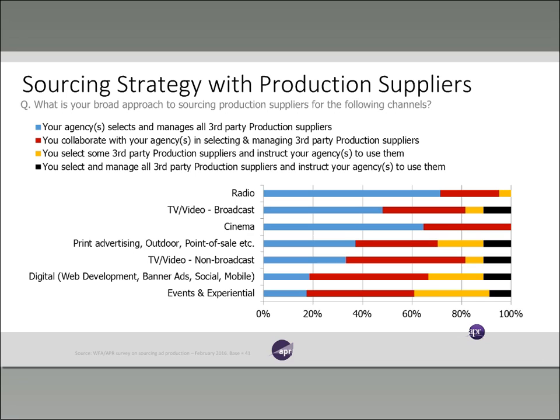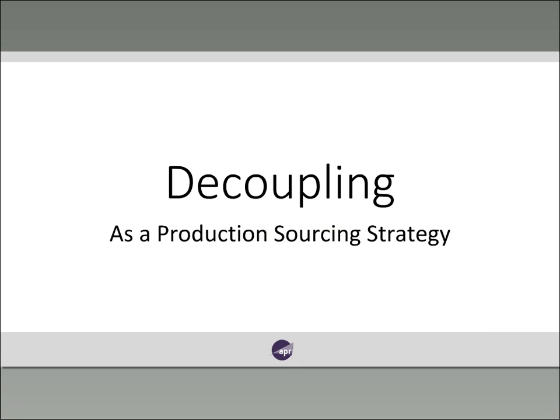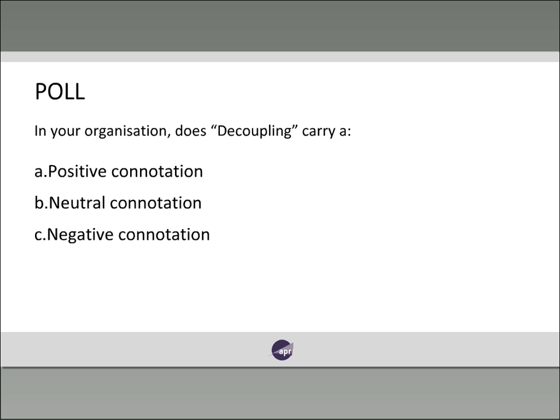Right, we'll move on. We'll talk about now decoupling as a production sourcing strategy. So we looked at the context. That first part was just to give you context on what the supply chain looks like and what kind of sourcing strategies have been applied over the years. And now we'll look specifically at decoupling as a production sourcing strategy. Who's doing it? Why are we doing it? And what are the benefits of it? But before that, let's do a poll.